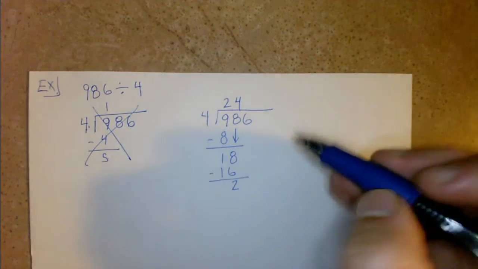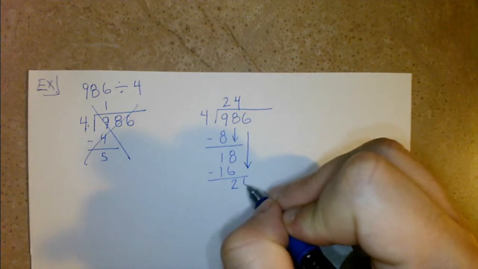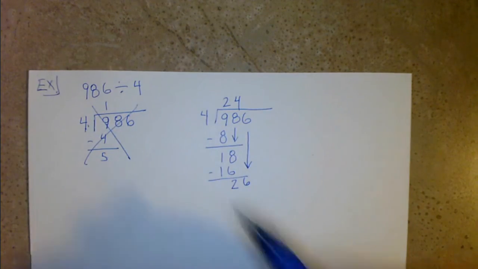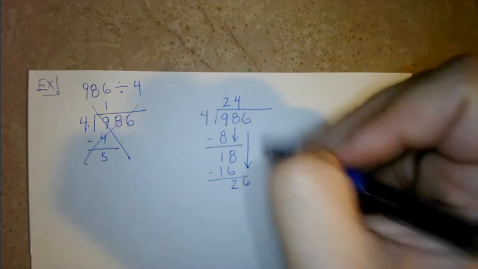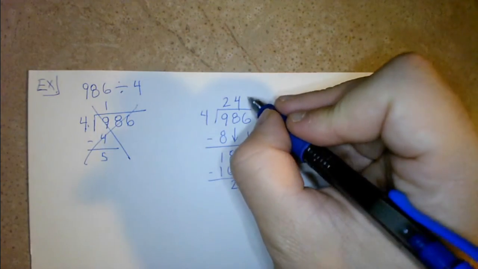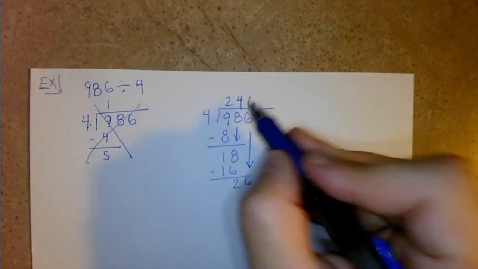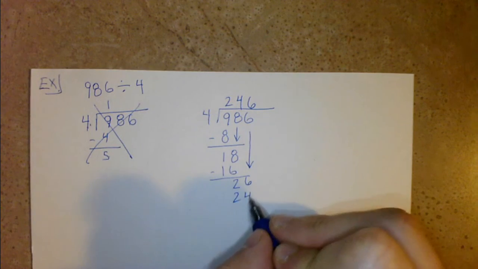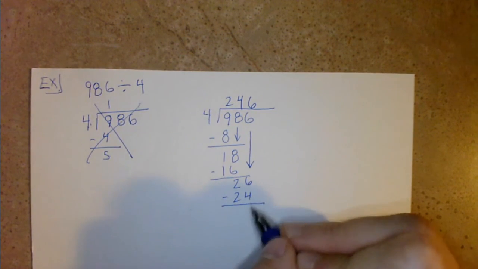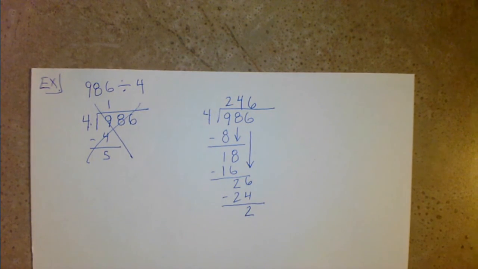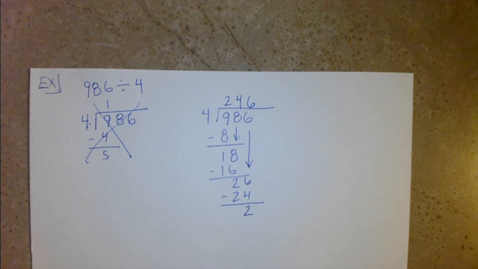How many times does... Oh, forgot to bring down my 6. All right. How many times does 4 go into 26? All right. That happens 6 times. Because 6 times 4 is 24. And when I subtract, 26 minus 24 is 2. Okay? So, here's one way of writing our answer.